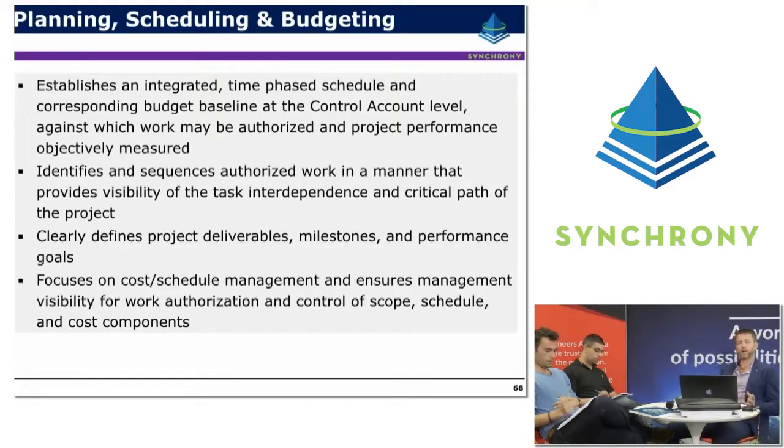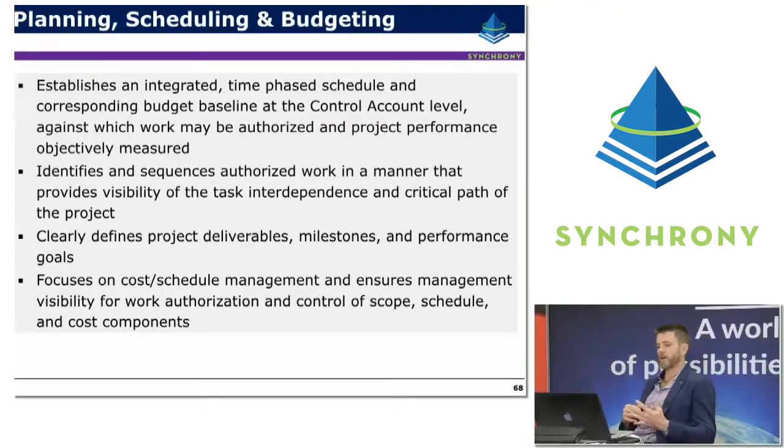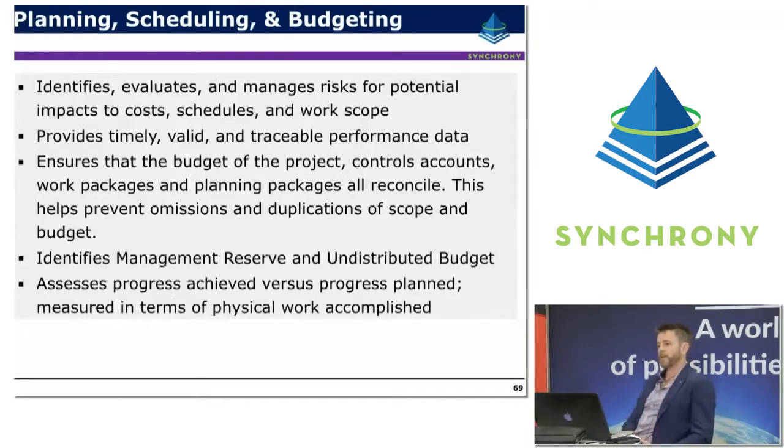The other thing that we do is we focus on the cost schedule management and ensure that management has visibility for work authorisation, cost control, scope control, schedule control and all of those components. So planning, scheduling and budgeting, it's about identifying, evaluating and managing risks for potential impacts to costs, schedule and work scope. It enables us to provide timely and traceable performance data. So we produce the performance information in a timely manner so that people can do something about it. And it also creates that historical record as well.